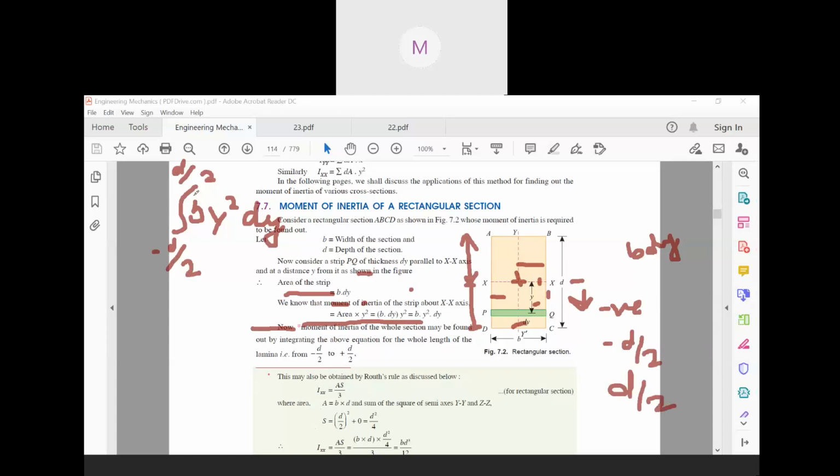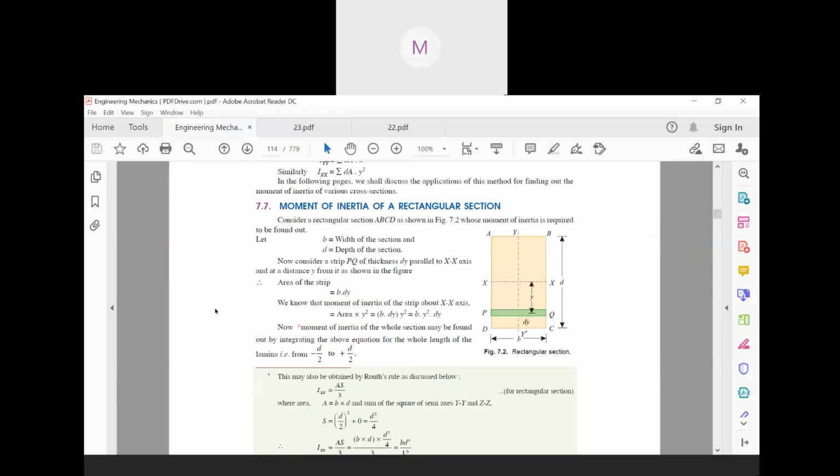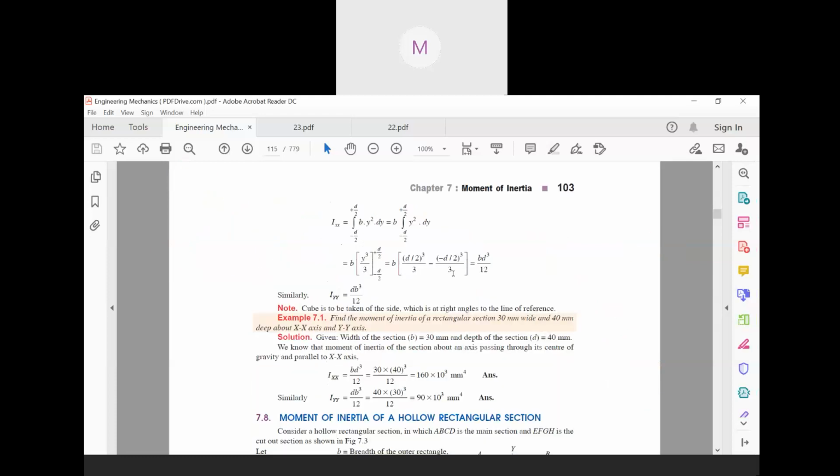Now this is what the limit is all about. So once you integrate, you found out what? You are integrating like this, right? dy I, so we are finding out for what? I xx. So I xx is what? bd cube by 12, and Iyy is the reverse of it, db cube by 12.